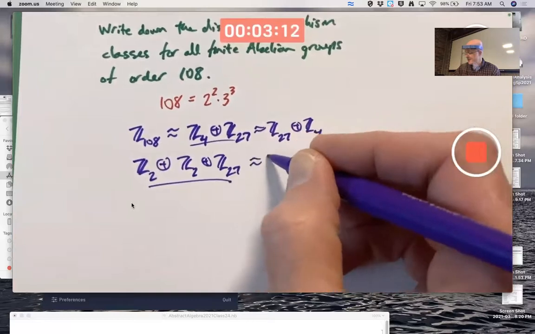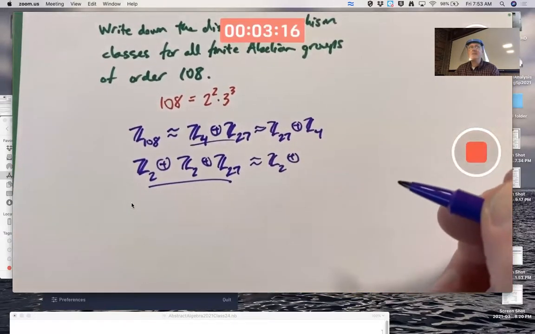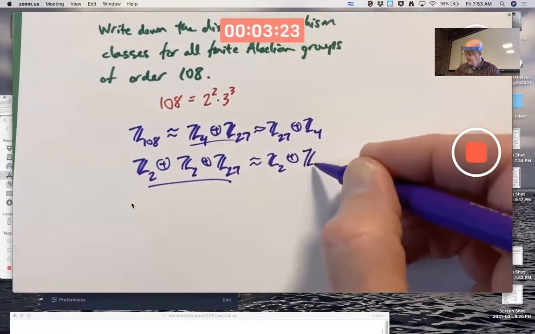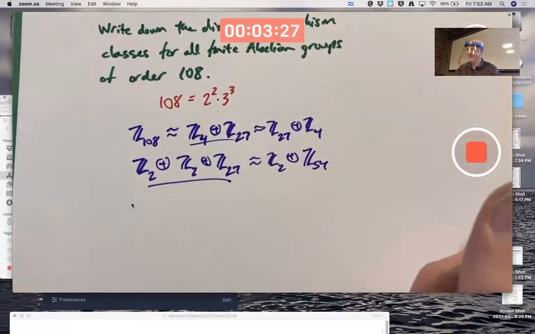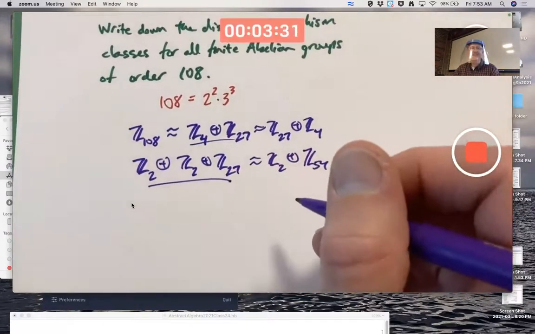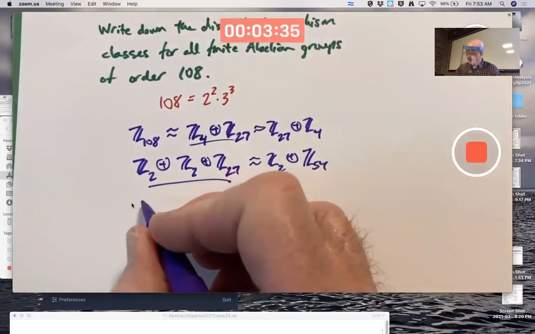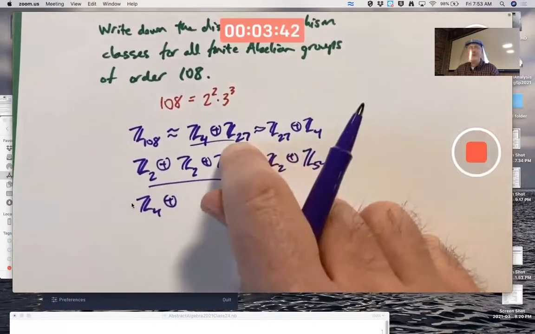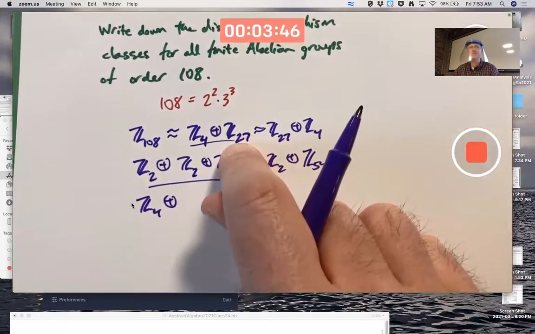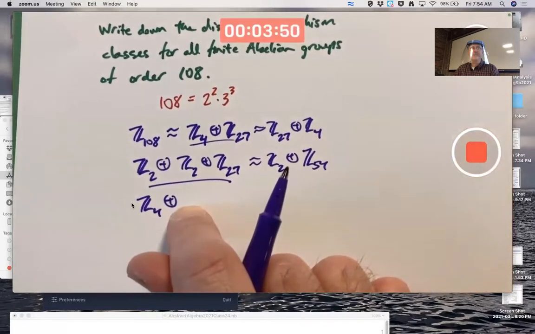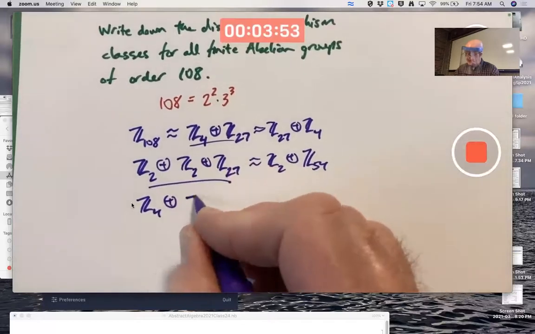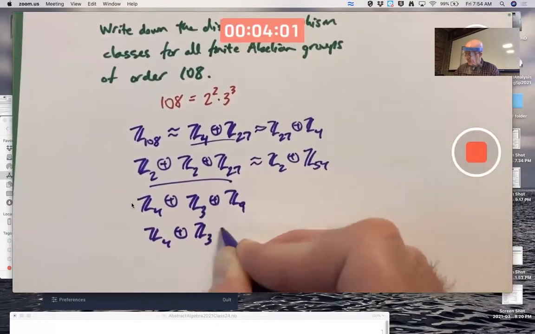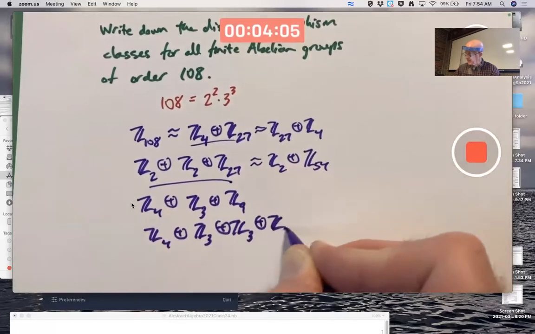An alternative way to write that would be, say, Z2 external direct product with what? Z54? Is that what you said? I said Z27. Okay. Yeah. What if you went back to having the first factor be Z4? What could I do with the Z27 to get another isomorphism class? A distinct one. Z3 and Z9. Or the external direct product of Z3 with itself 3 times. 3 copies of Z3.